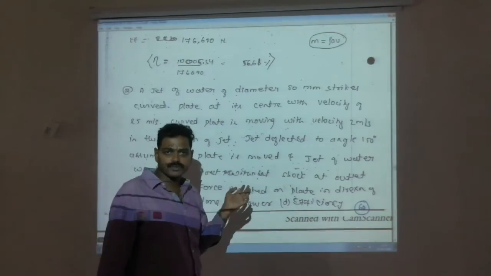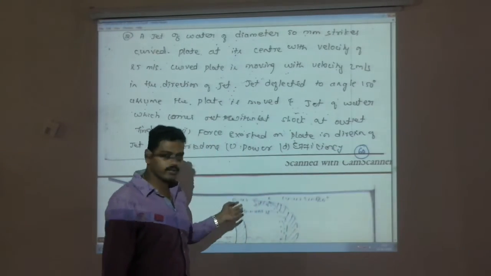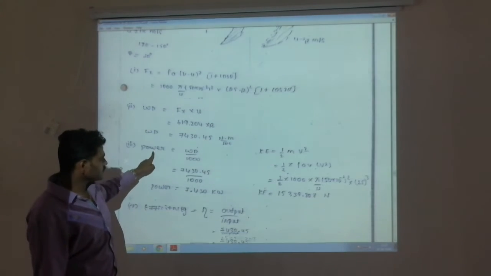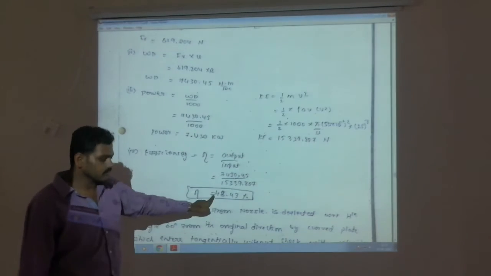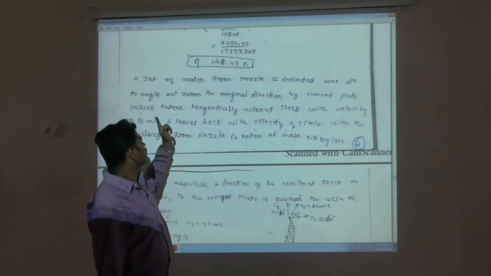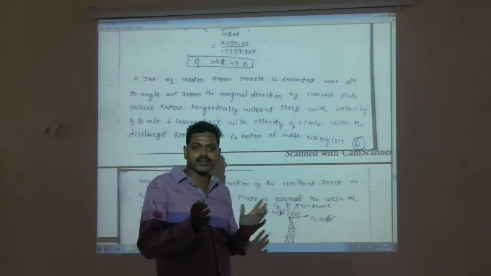it is the same as the first one. You can just go through it. We have to find out the force in x direction, work done, power and efficiency. So you can do it yourself. Then we'll go to the next one, because it is similar to the first one.